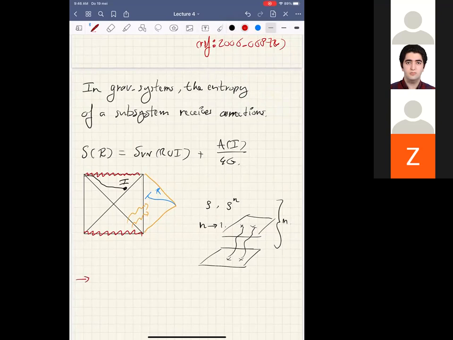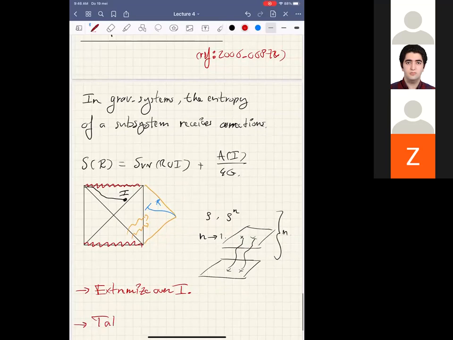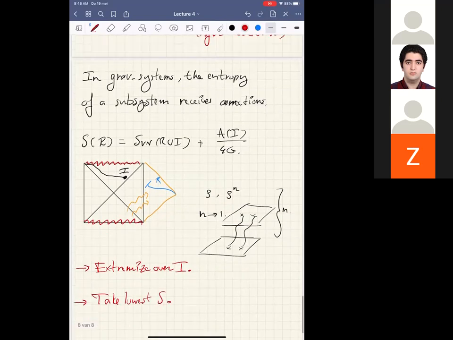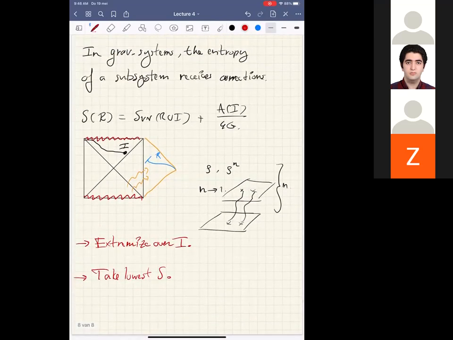Then this island formula is telling us that what we should do is extremize over this island in order to find its location. And let's say that there are multiple possible extrema, then this recipe instructs us to take the one with the lowest entropy. Okay, so this is the general recipe.